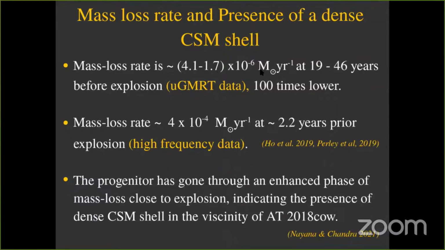Now we also estimated the mass loss rate with the UGMRT observations and shock parameters, which are of the order of 10 power minus 6 solar mass per year. These mass loss rates correspond to an epoch of stellar evolution about 19 to 46 years before the actual explosion. It is interesting to note that these numbers are roughly 100 times lower compared to the estimates already in the literature from high frequency data, which correspond to a few years prior to the explosion. So we could interpret this result as the progenitor having gone through an enhanced phase of mass loss close to the explosion, roughly 100 times more, which can create a dense bubble around the immediate vicinity with a sharp density cut. This is the main conclusion from our study.